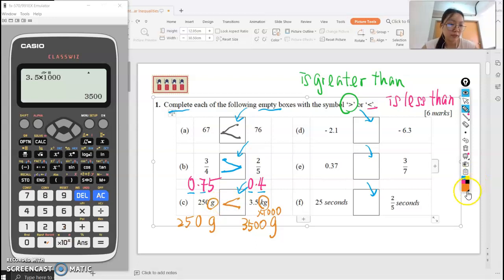D. What is different in D is very special because there is a negative, 还有一个负在这里。如果是负的话，越小的号码越大。所以我们先比小数点的前面有2，小数点的前面有6，所以越小的号码2，负2大过负6。连起来 greater than.